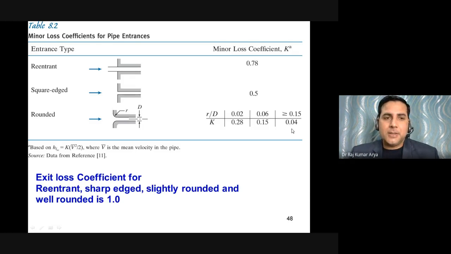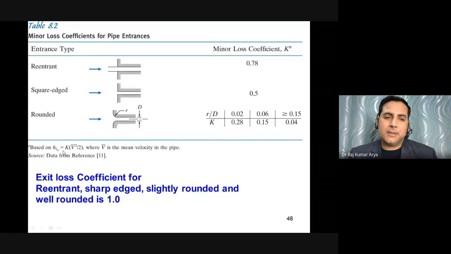So, your loss coefficient for re-entrant is 0.78. Square edge is 0.5. For rounded, it depends on the value of R, and this becomes constant if the value of R by D is greater than or equal to 0.15. This value is fixed at 0.04. Now if you know the loss coefficient, this is the formula to calculate the loss created by each fitting. If you know the value of K, just put in K V squared upon 2g. You can calculate your loss in terms of meters of fluid.